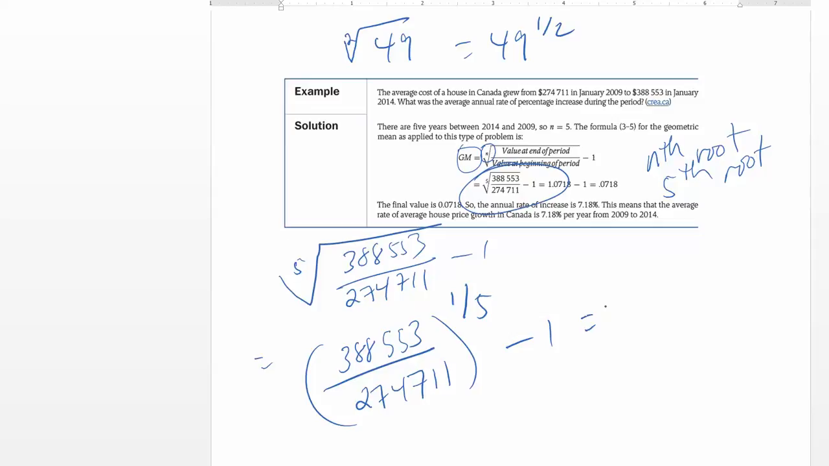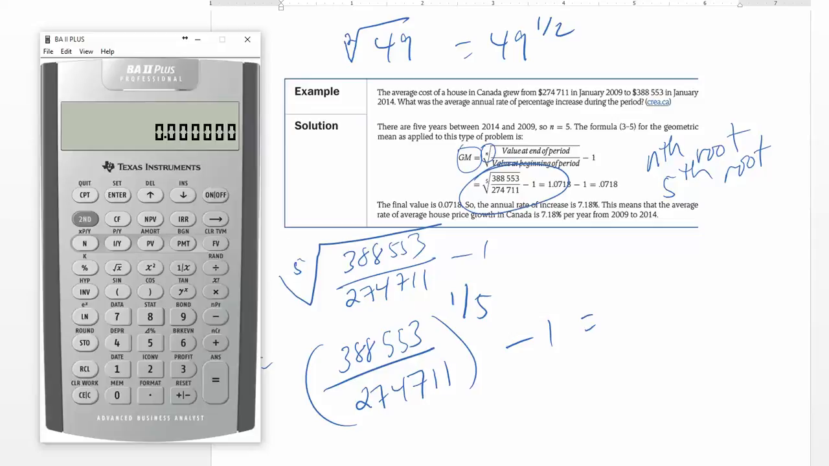So we're going to use our calculator. 388,553 divided by 274,711 equals. So that's this divided by 274,711. I'm going to bring it to the power 1/5. So we press the exponent button, the one above the 9, y to the power of x.